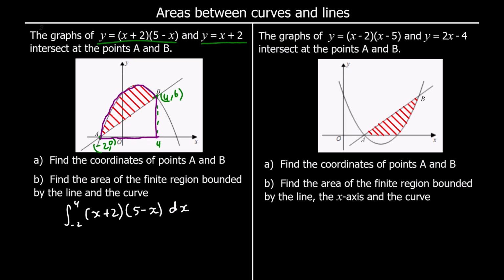So we have this extra shape here, which is a triangle. And we can work out the area of the triangle. It's got a base of 6, and it's got a height of 6. So the area of the triangle is half times the base times the height. Half of 6 times 6 will be 18. So if we do our integration and then take away 18, we'll be left with the area between the line and the curve. I'm going to use the calculator to do the integration.